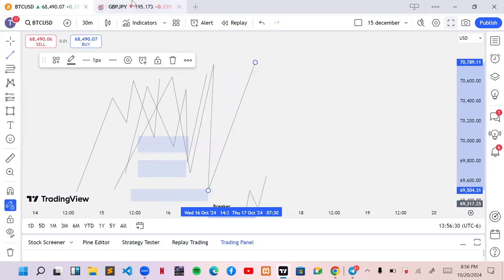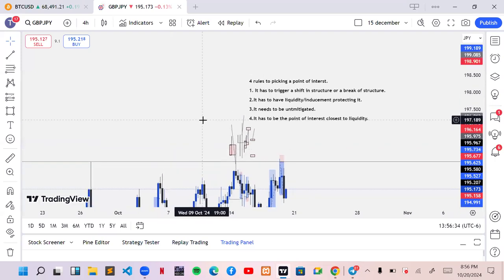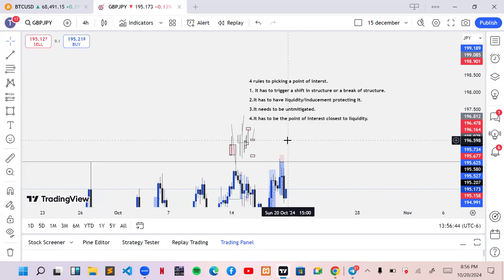You pick it. So just make sure that it obeys these four rules right here. These four rules: structure shift has to have liquidity, needs to be unmitigated, and has to be the point of interest closest to liquidity. Once you follow these four rules, it will tell you whether to pick your point of interest from a breaker block or whether to pick your point of interest from your other block. That's just it.